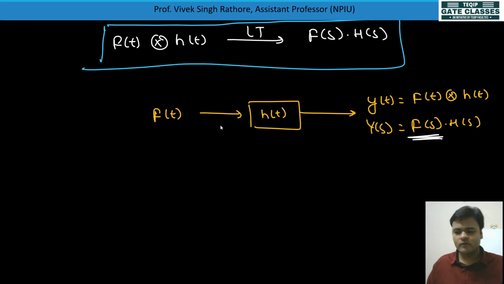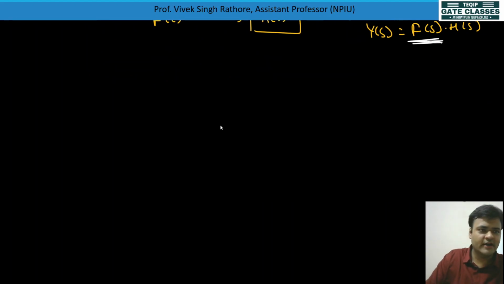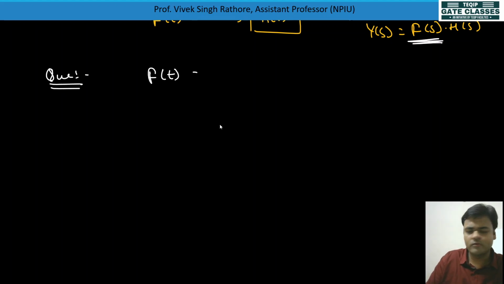We'll try to understand this with one question. f(t) is given to you as e^(3t) u(t).